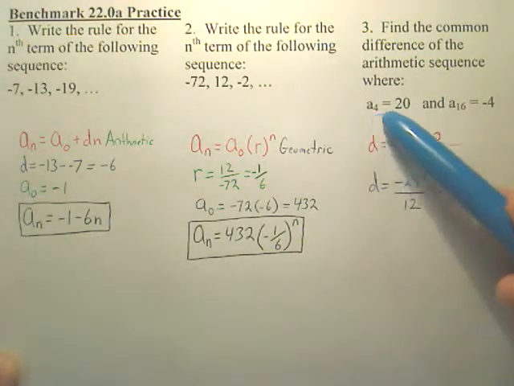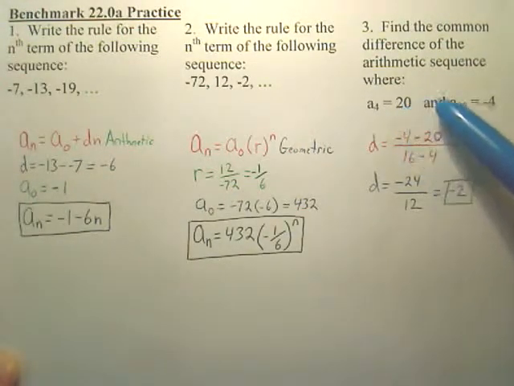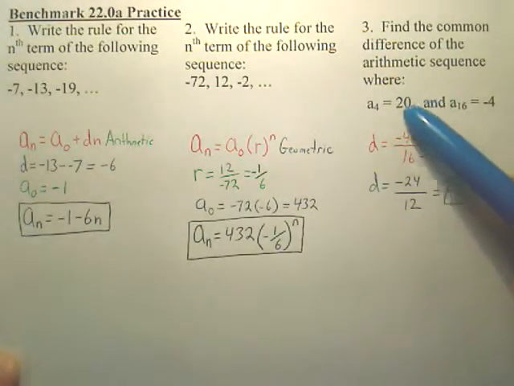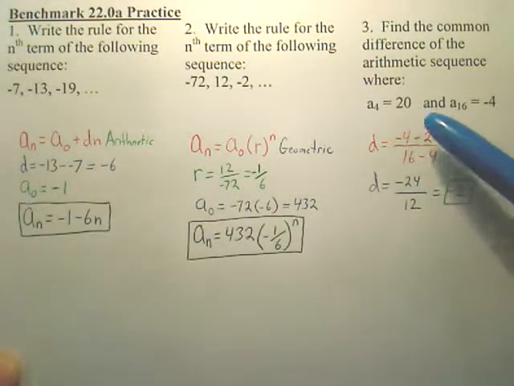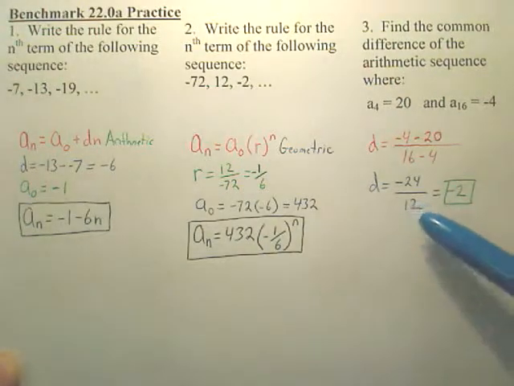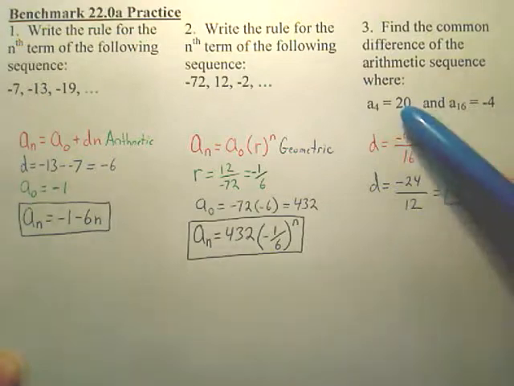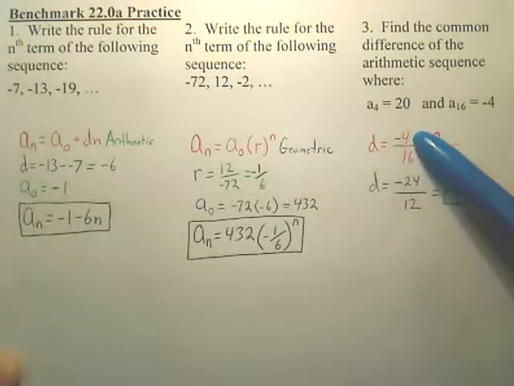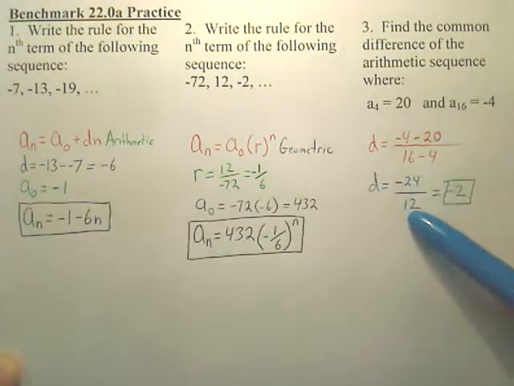And how many terms is it from 4 to 16? If you subtract 16 minus 4, that gives us 12 terms. So if you have a shrinking of 24 over 12 terms, when you divide it, it's -2. What that means is you subtracted 2 twelve times to get to -4. So again, you find the difference between these two numbers, subtract those, and then find the difference of the terms and divide them.